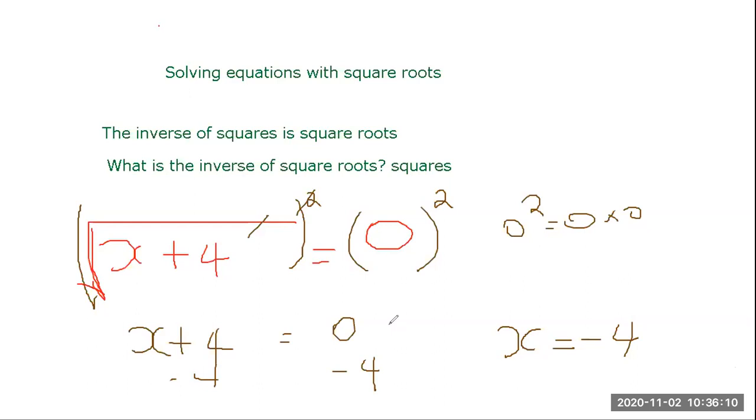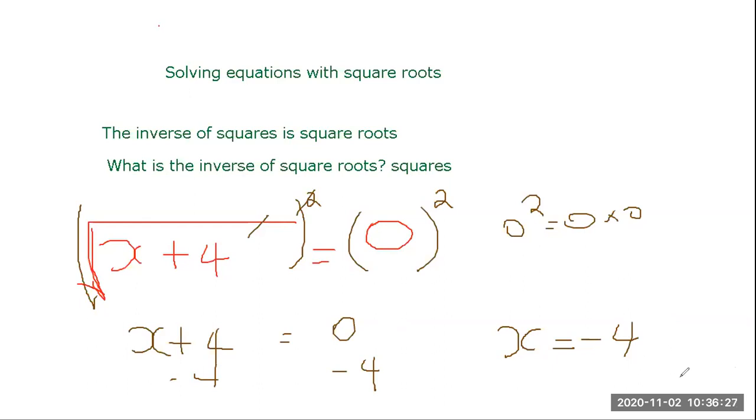We haven't touched the absolute value side yet. We haven't. We're doing that next. Yes, Aaron. X is equal to -4.